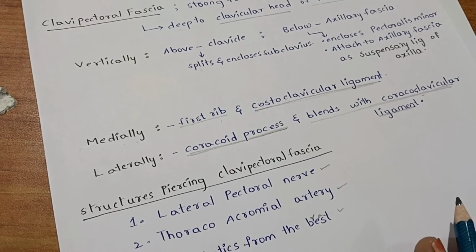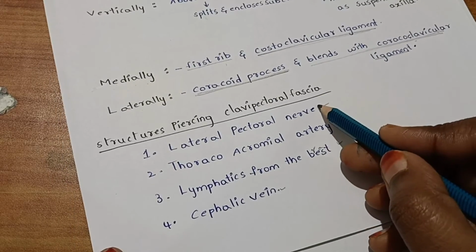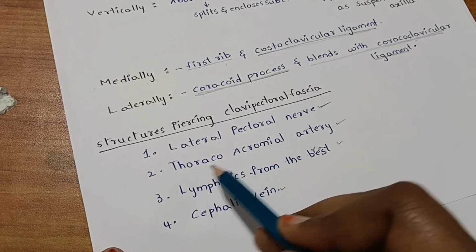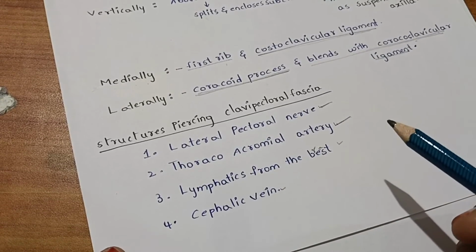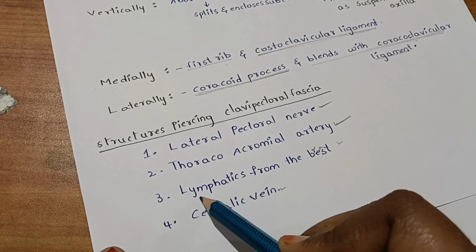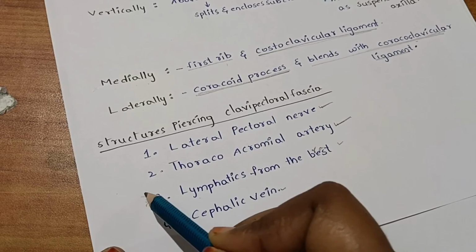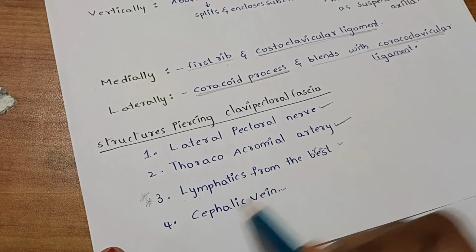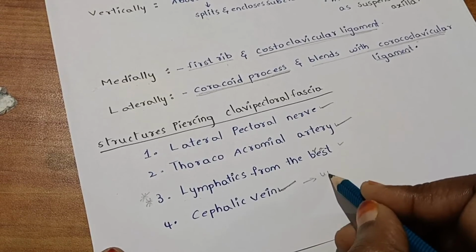Let's see the structures piercing the clavipectoral fascia: the lateral pectoral nerve, a branch of the brachial plexus; the thoracoacromial artery, a major artery we are going to discuss in further classes; and the lymphatics from the breast, a very important topic in the breast; and the cephalic vein in the upper limb.